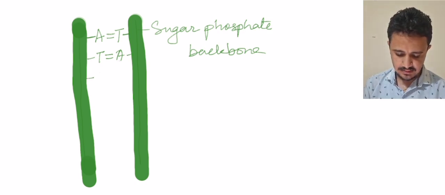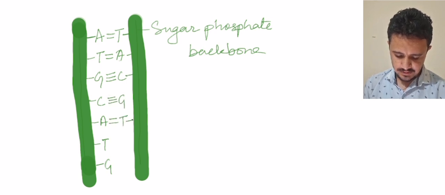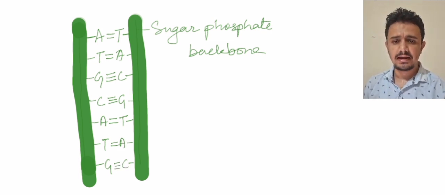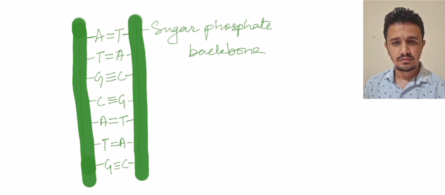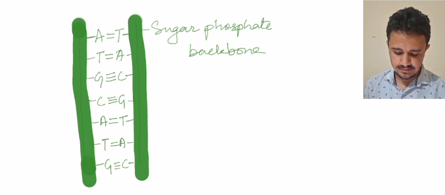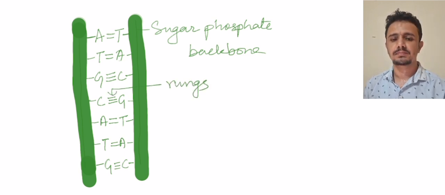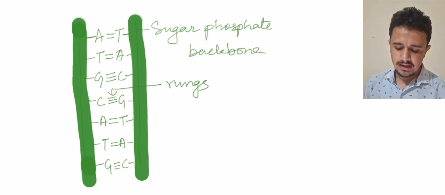Similarly we can make G, C, A, T, G, C, G, T, A, C. So, don't you think this looks like a ladder? So we call this, the nucleotide bases look like the rungs of the ladder. Okay, this part looks like rungs, right? And this sugar phosphate backbone looks like the side support of the ladder.